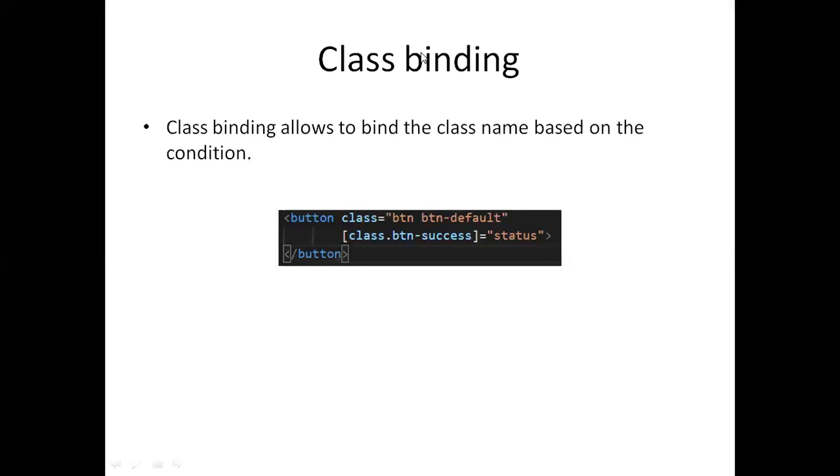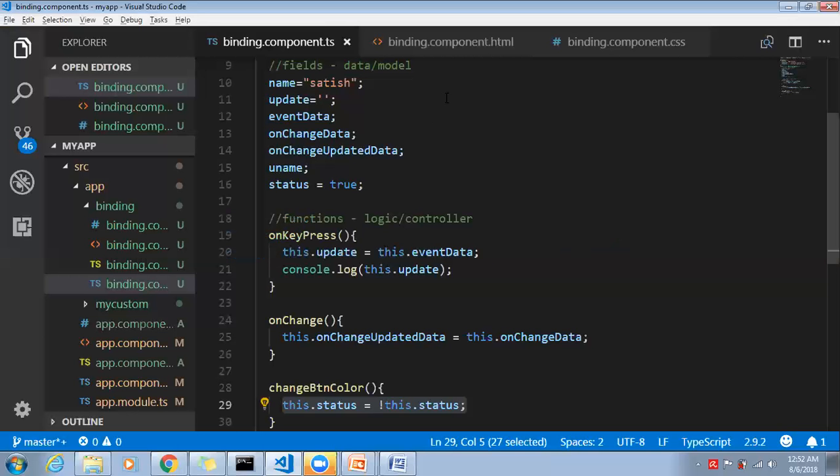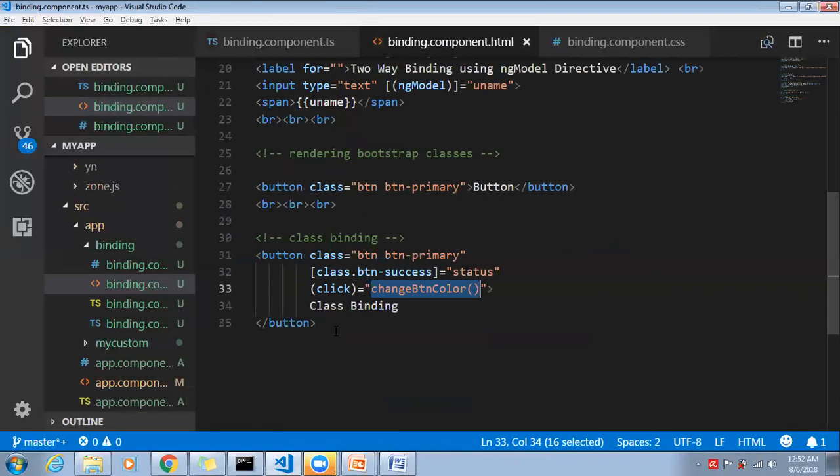The next one is style binding. It is similar to the class binding, but you can bind a single style property based on a condition. So you can take one more element. I'm going for br, br, br. I'm going to place this as class binding and style binding.